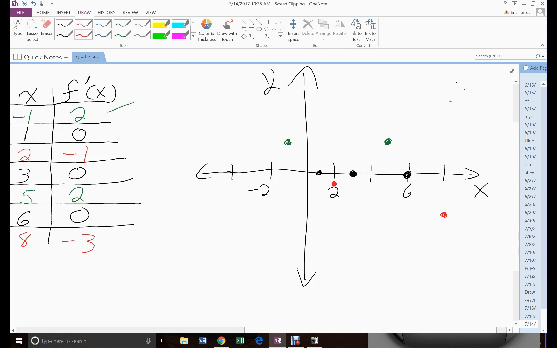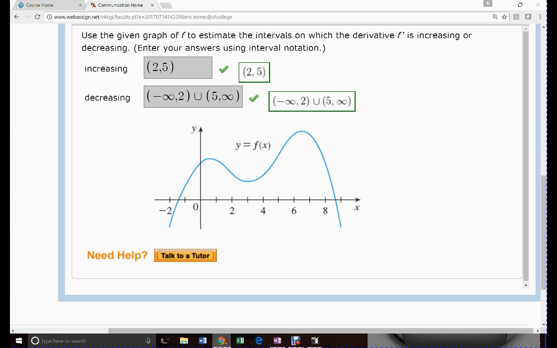And I'm going to connect the dots with a smooth curve. As smooth as I can draw. Again, it doesn't have to be pretty. It doesn't have to be pretty at all. Just want it smooth. Okay. So we want to know when the derivative is what? Increasing? When the derivative is decreasing? Is that the question? Let's go back.